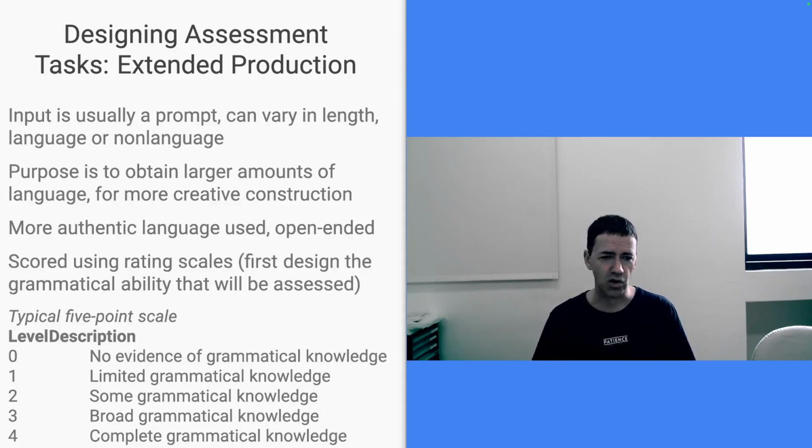Okay, so level description, you can see this one is from 0 to 4. You can create it any way you want. Now, these are quite broad, right? A little bit vague. No grammatical knowledge, limited grammatical knowledge. But we know the idea of grammatical knowledge is quite big. So you might want to make it a little bit more specific, especially if you've just started testing students.